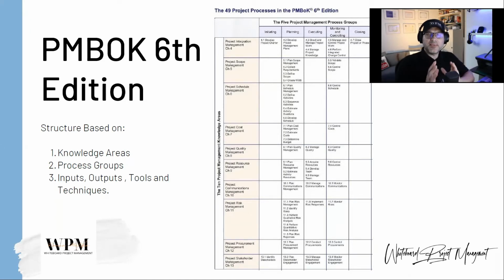So the PMBOK guide, the 6th edition, was focusing on those knowledge areas, process groups, inputs, outputs, and tools and techniques for each process group. So that was a really detailed PMBOK guide.